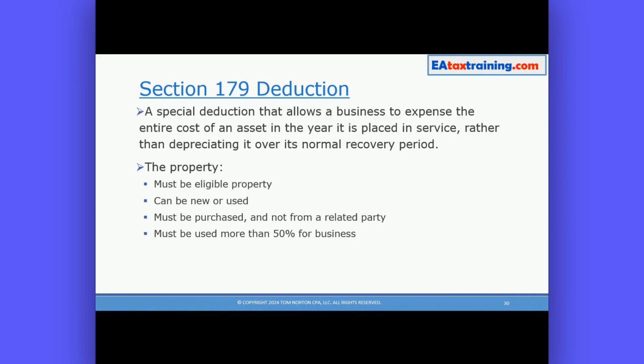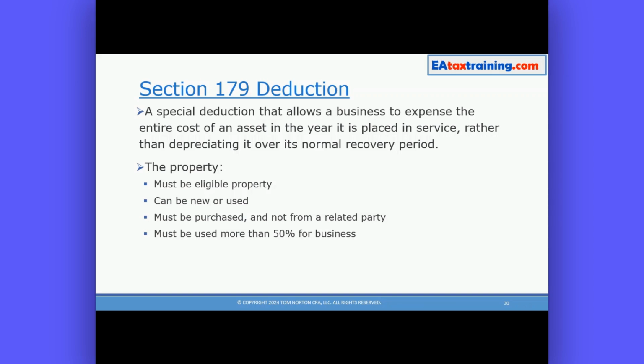The first of those is a Section 179 deduction. So this is a special deduction that allows a business to expense the entire cost of an asset in the year it was placed in service, rather than depreciating it over its normal recovery period. So this is a good thing. It gives us an immediate deduction, lowers our taxes immediately, and we like that.